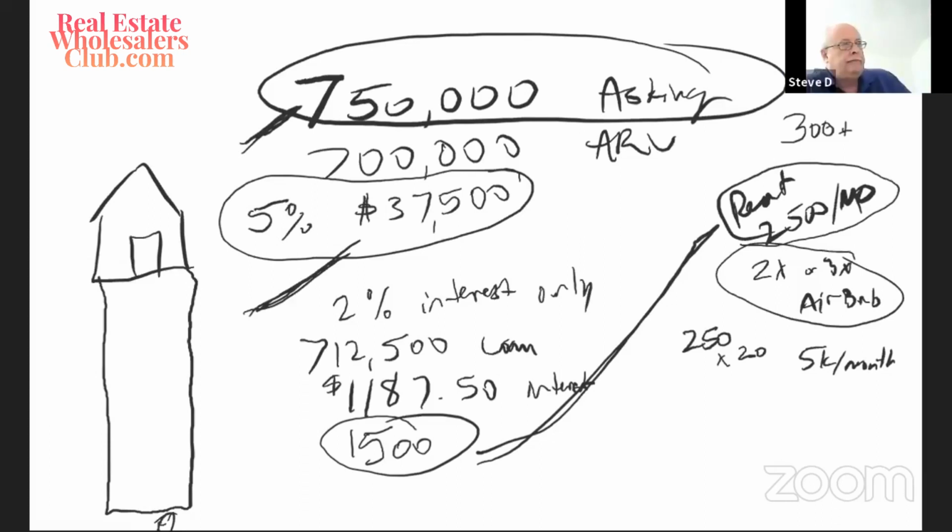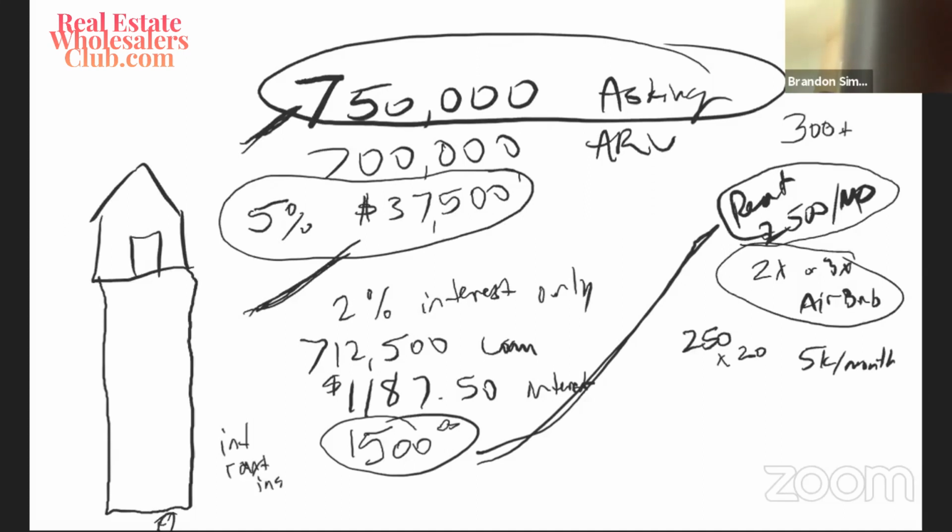No, not at 2,500. 2,500 minus 1,500. Okay, well, you got 1,187. I thought $1,500 was your taxes and your insurance. No, that's including the interest payment. Sorry. Okay, so this is the interest and taxes and insurance, so we're not getting any principal payments on this, right? ITI, yeah, not PITI. So this one we're cash flowing about 1,000 a month. Nice. That's my cash flow on this.